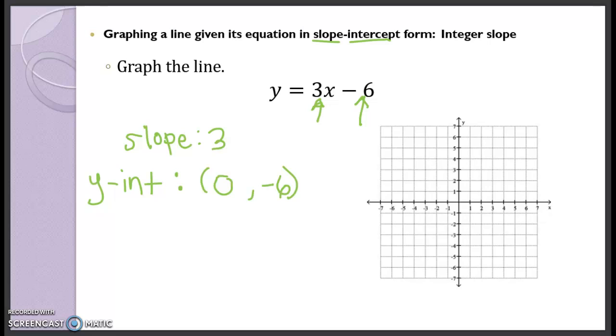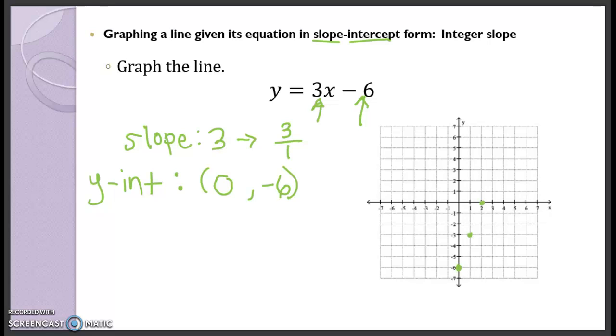And the x value is 0. So we have a point, (0, -6), which is right here. And then we have a slope of 3. Now remember, a slope of 3 says we're going to go up 3 over 1, because we rise 3 and we go over 1. So 1, 2, 3 over 1. Up 1, 2, 3 over 1.